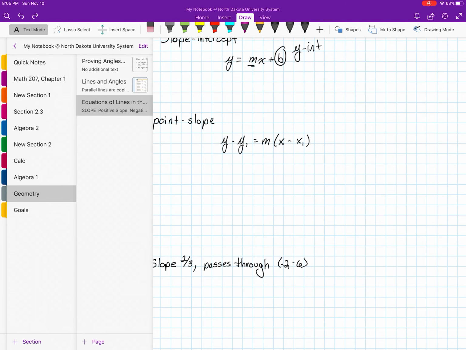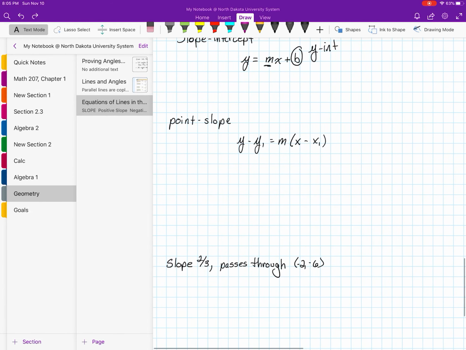So in this example, you're given that the slope is 2/3, and it passes through this point. How can we write a linear equation? Well, we already know m equals 2/3, right? So we have m in both slope-intercept form up here and in point-slope form here. So that doesn't help us narrow it down, but what does help us decide which form to use is the fact that we're not given a y-intercept, but we are given a point. So we're going to use point-slope form.